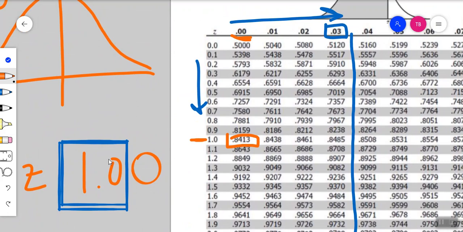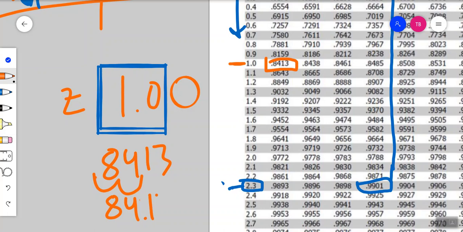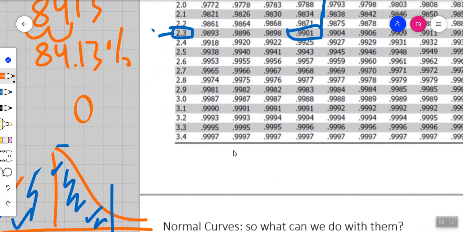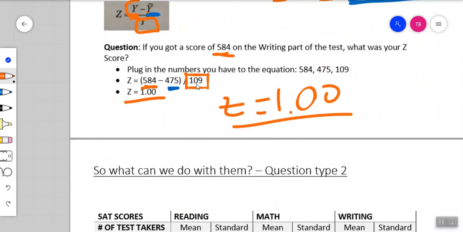And if they're going to ask us, 0.8413, what percentage is that? Move the decimal 2 places over: 84.13%. That would be telling us that we got 84.13% of that normal curve filled out. Okay, let's go down here and see what the next one is.